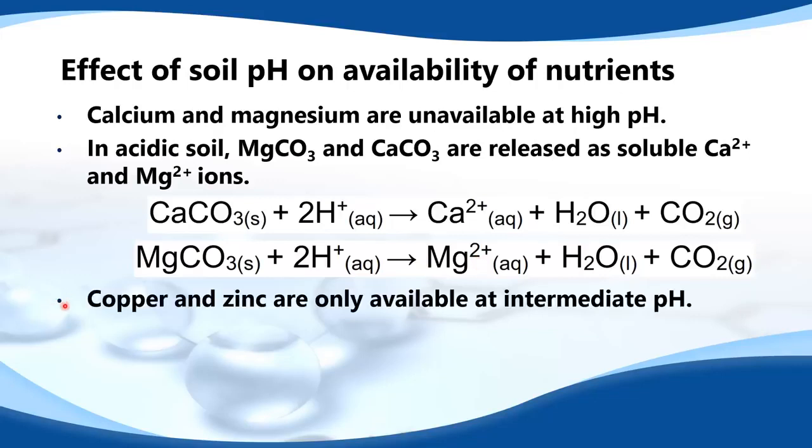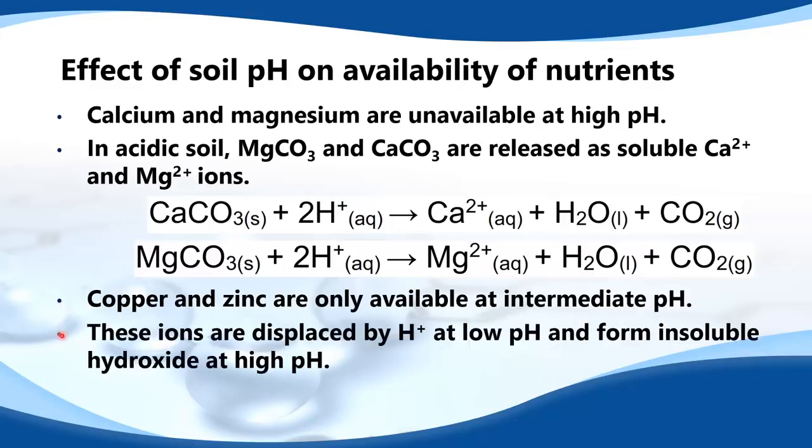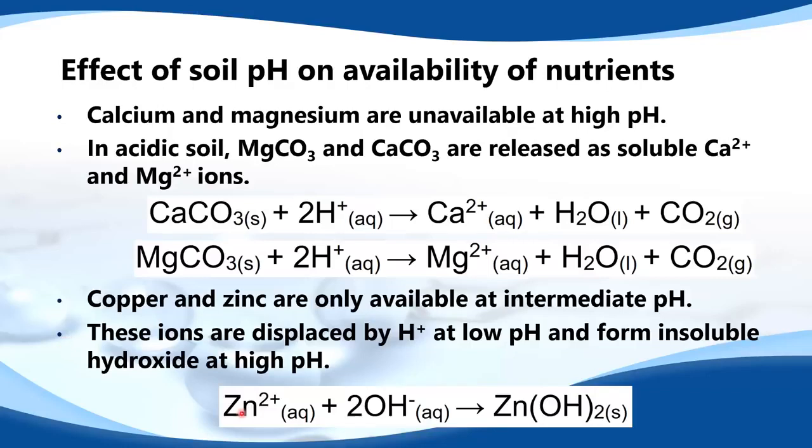And finally, we look at copper and zinc. Copper and zinc are only available at intermediate pH. These ions are displaced by H+ ions at low pH and form insoluble hydroxide at high pH. So here we have the reaction of zinc ions with hydroxide ions to form the insoluble zinc hydroxide.